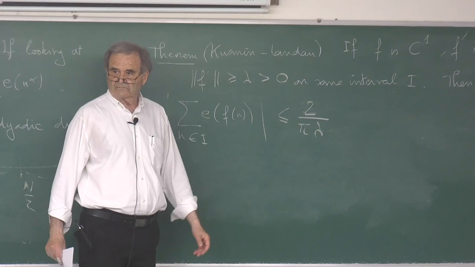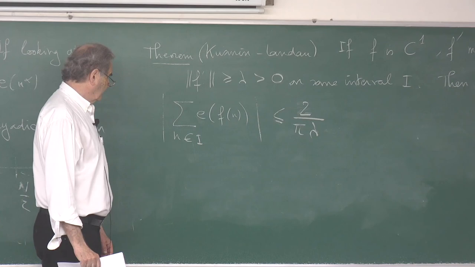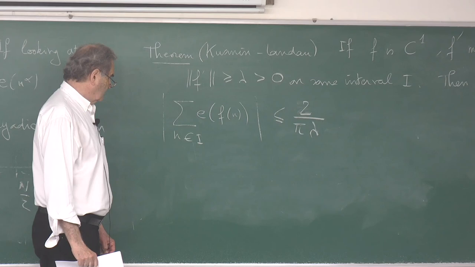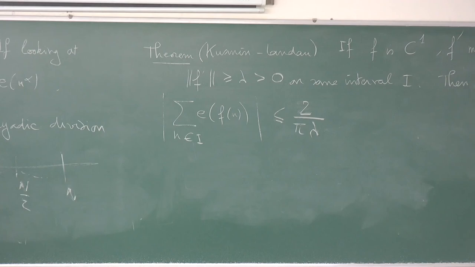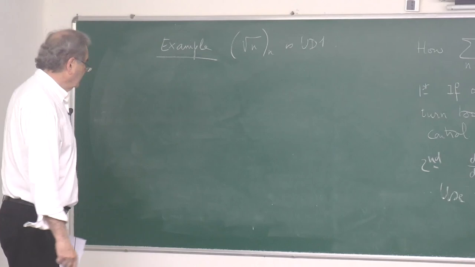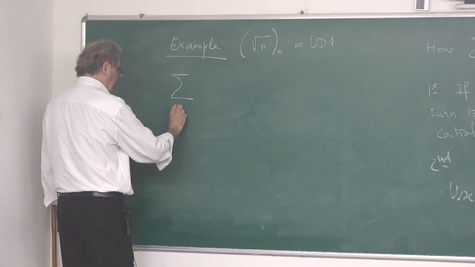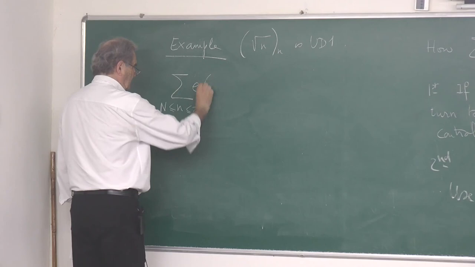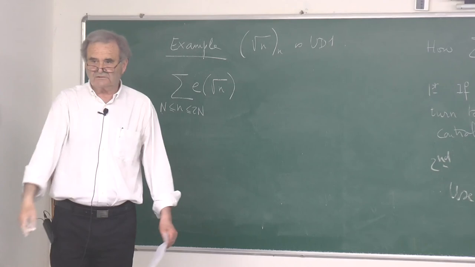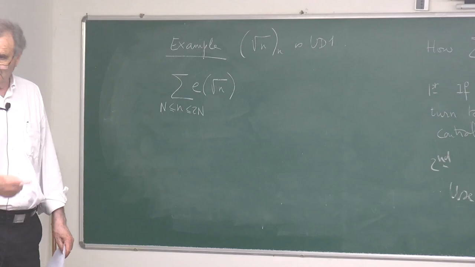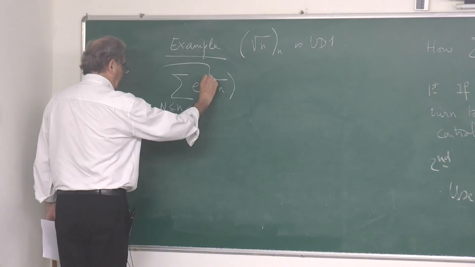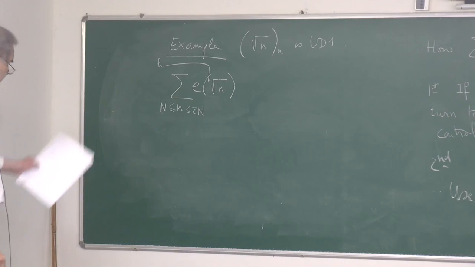This is fine. This is the distance to the nearest integer. So you consider this sum only on an interval which is between n and 2n. So you want to say what is the sum for n between n and 2n of e of 2 pi i square root of n. If you multiply by h, you will get something, but h is not really relevant in this business. If you want to do uniform distribution, you have to add some h, but what is interesting is to have this.